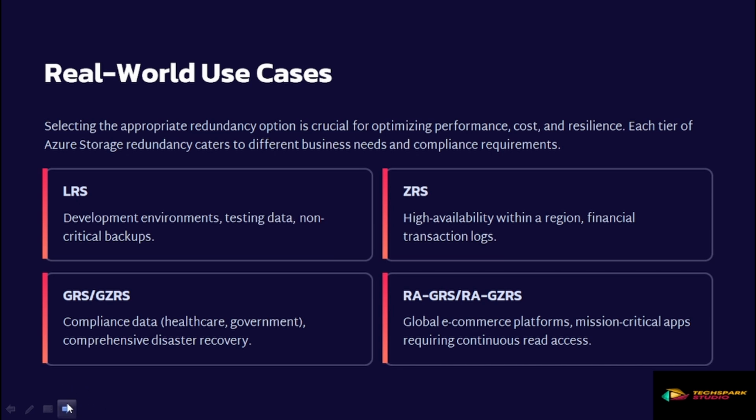LRS, or locally redundant storage, is best for development environments, testing data, and non-critical backups. It's affordable and reliable enough for scenarios where downtime is acceptable. ZRS, or zone redundant storage, is ideal for workloads that need high availability inside a region, such as financial transaction logs or applications where resilience within the same region is important.